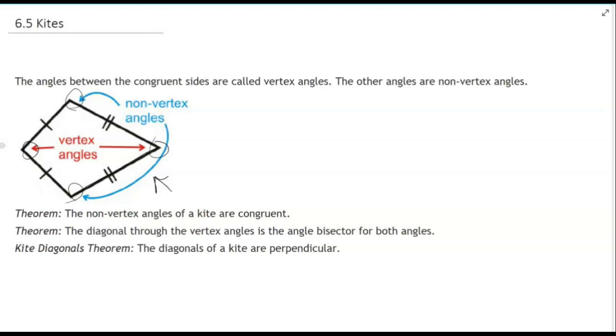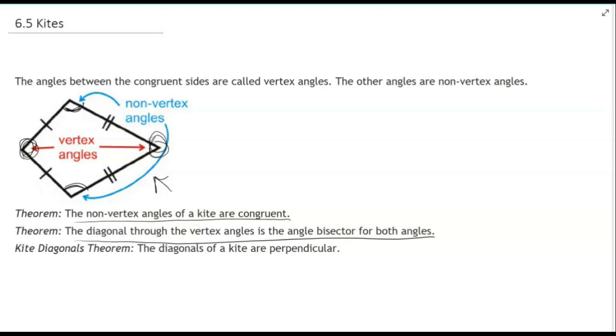And the reason that's important to denote is because of our theorems. For example, the non-vertex angles of a kite are congruent. So that means this angle is congruent to this angle. It does not mean that this angle is congruent to this angle. It means of these non-vertex angles, those two are congruent to each other. And then another theorem, the diagonal through the vertex angles is the angle bisector for both of those angles.